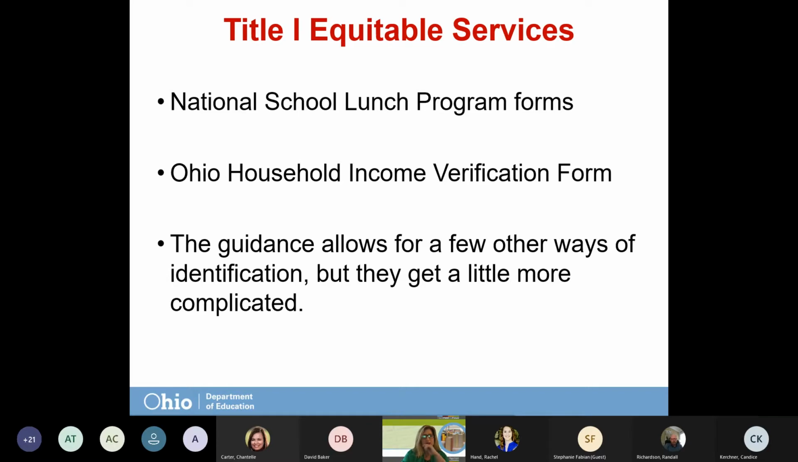The federal guidance allows for other methods of identification, but they get a little more complicated.